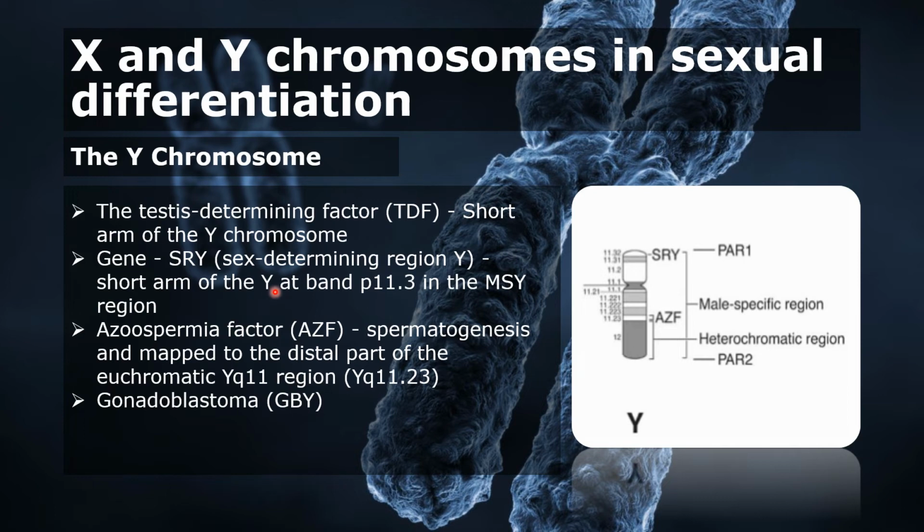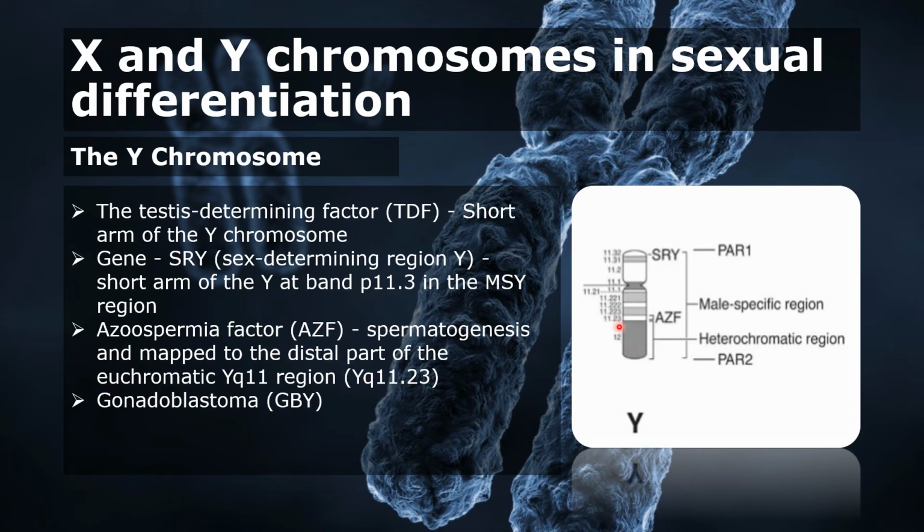The Y chromosome also has a heterochromatic region on its long arm, and the length of this region is constant from one generation to the next. We also have a gene controlling spermatogenesis, which we call the azoospermia factor, located in the YQ11 region.